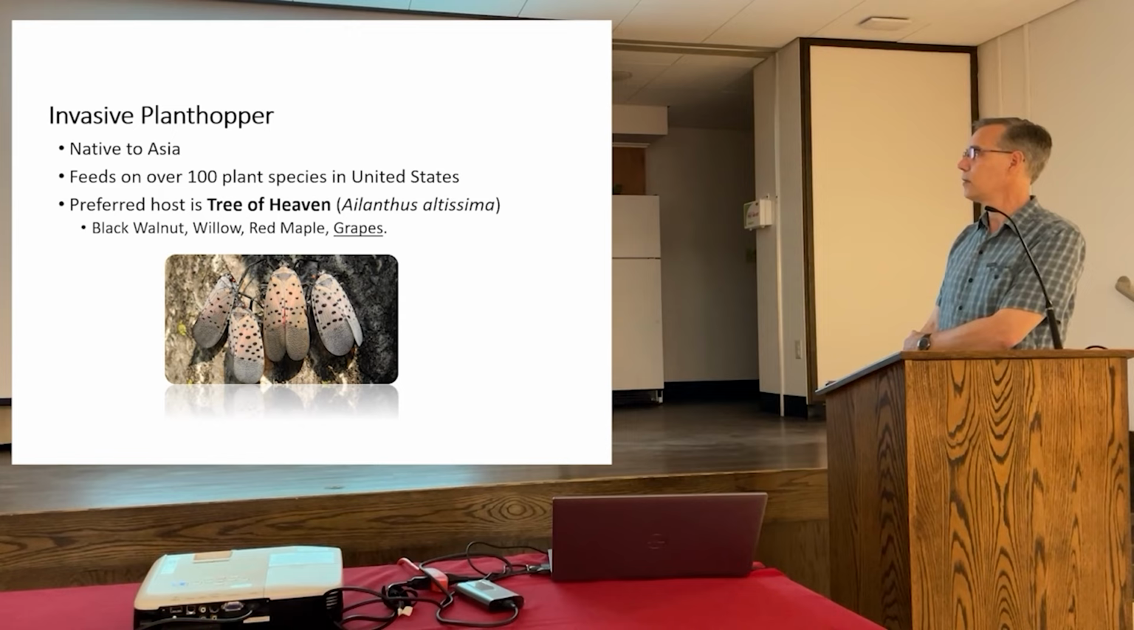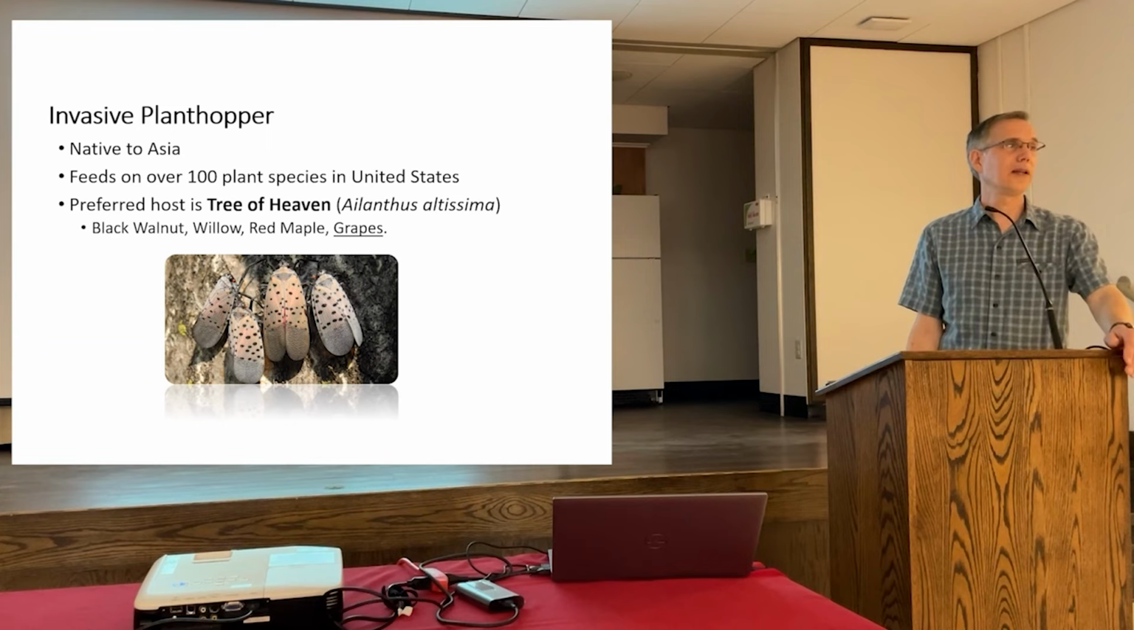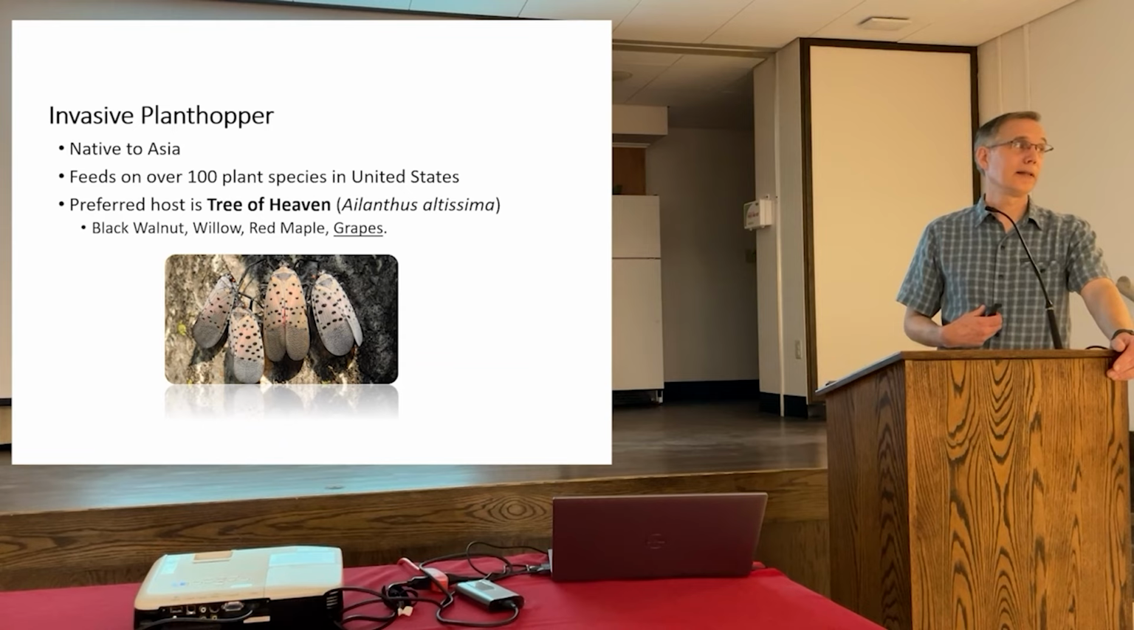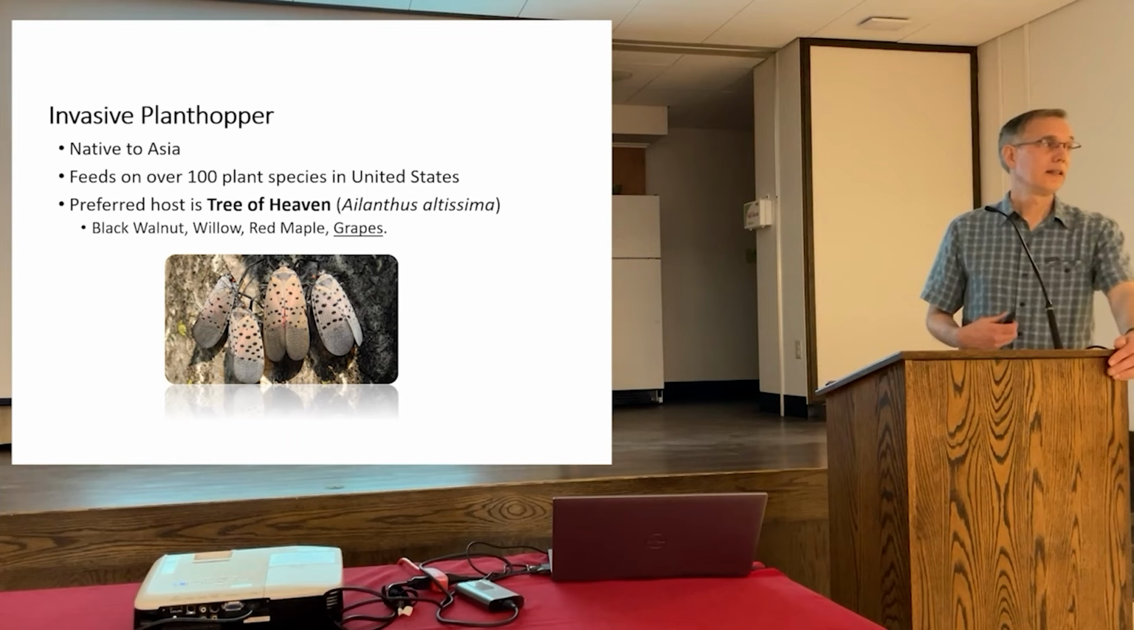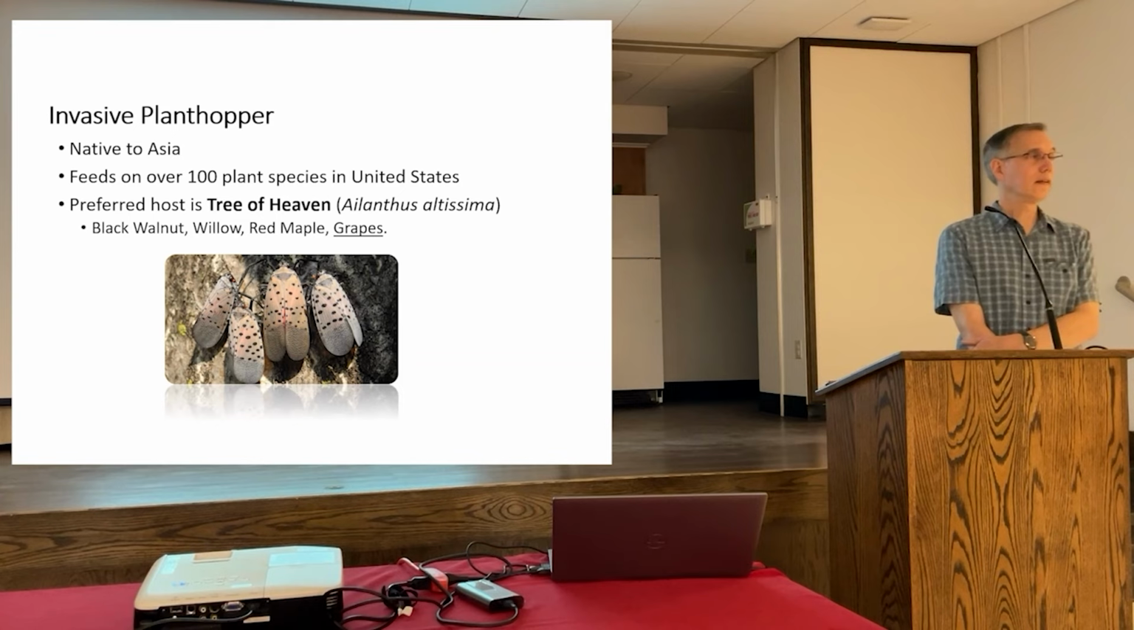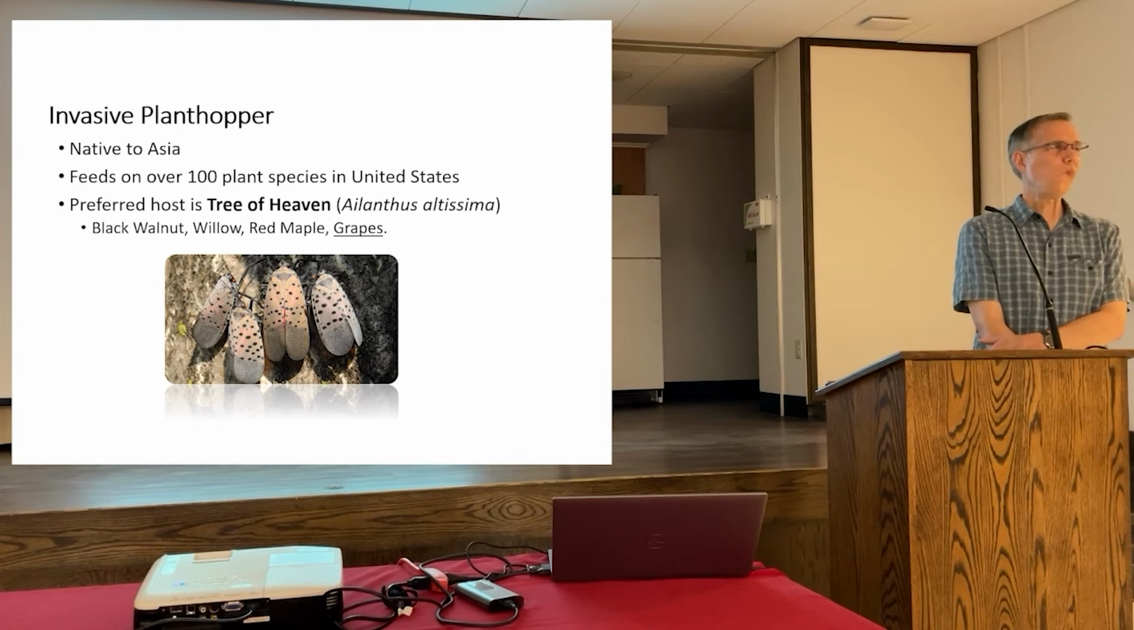But it has its favorites. What's its favorite plant that it harms? Do you know? Grapes. Yeah. It is here in Yates County. Cornell did a study of them in vineyards on the eastern side of Keuka Lake. They went up and down and found those in almost every vineyard on the eastern side of Keuka Lake.